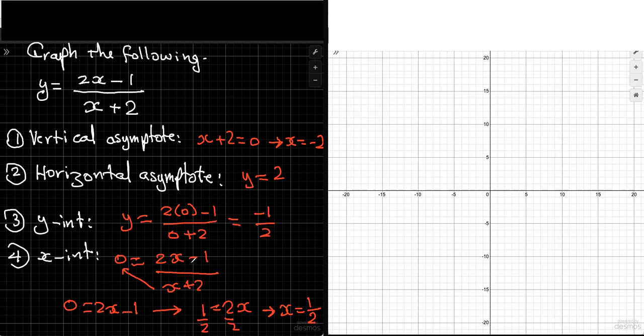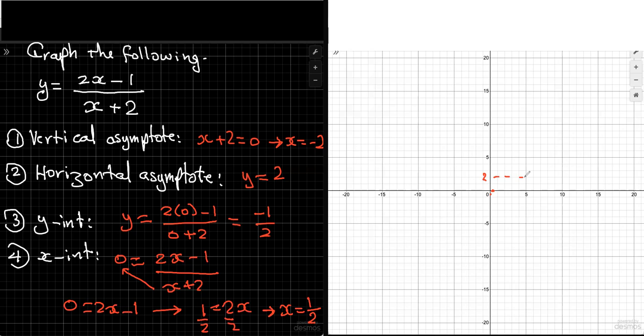Now, since we have all this information now, let's just go plot everything that we know. So we know the x-intercept is at 1/2. So as you see, that's 1 there. So 1/2 is right there. Also, we know the y-intercept is negative 1/2. So it's right there. They're very close to one another. And after that, we look at the horizontal asymptote, and we agreed the horizontal asymptote is at y equals 2. So y equals 2 is right here.